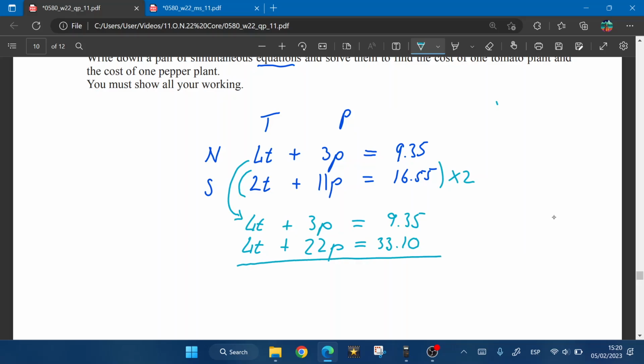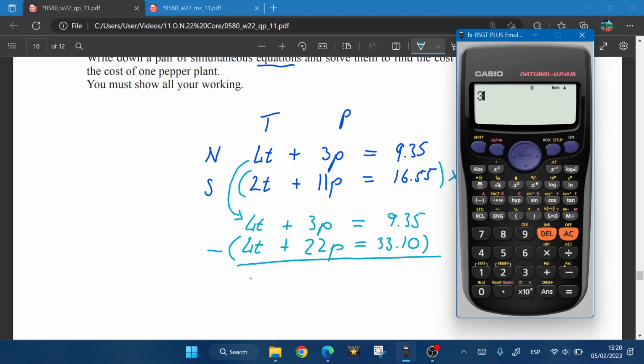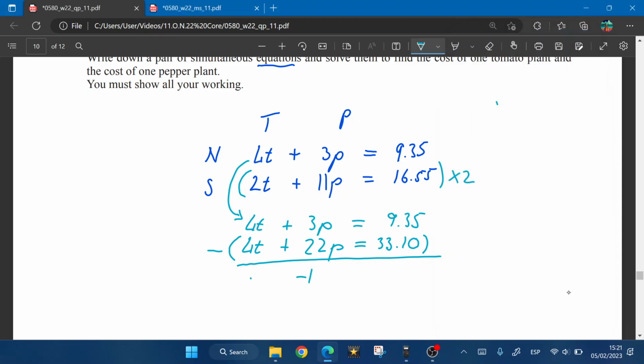Now we can eliminate one of them. How are we going to eliminate things? Well, we can subtract them. Adding them won't work, because 4t plus 4t is 8t. Sometimes we do add, but in this case we're going to subtract, because 4t minus 4t is nothing, and we've now eliminated the t's, the tomatoes. So now we can go ahead with the rest of it. We need 3p minus 22p. Be careful here because we end up with negatives. That will give us minus 19p.